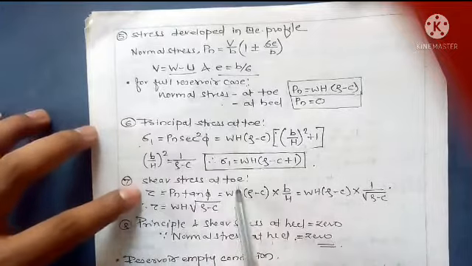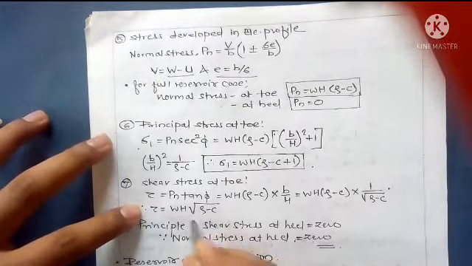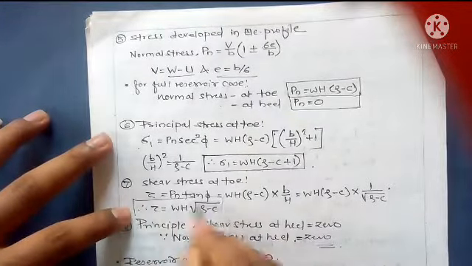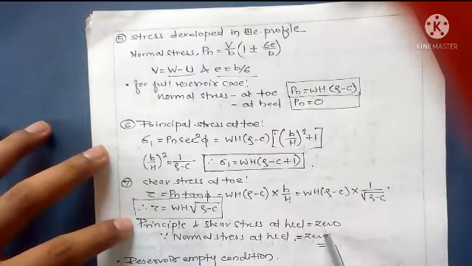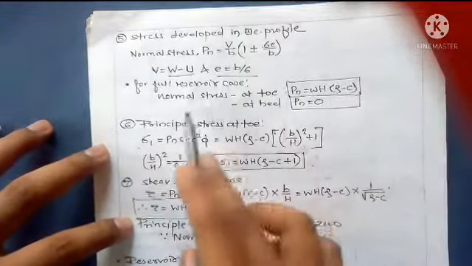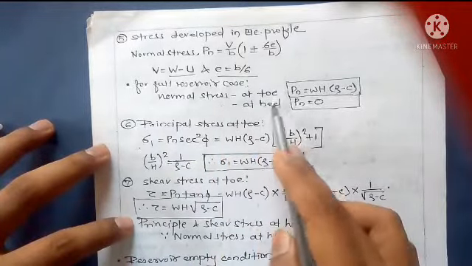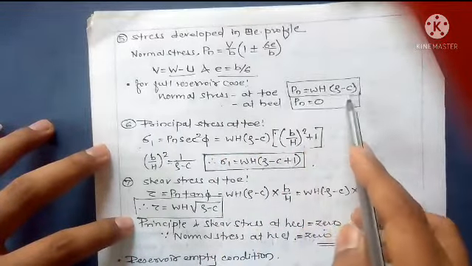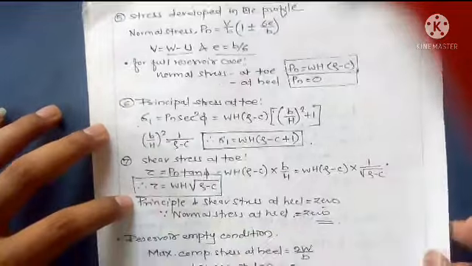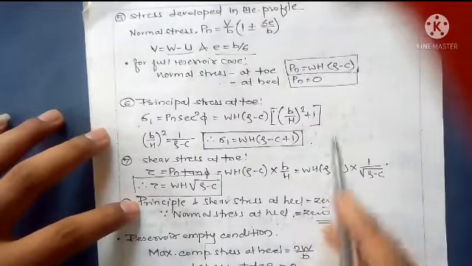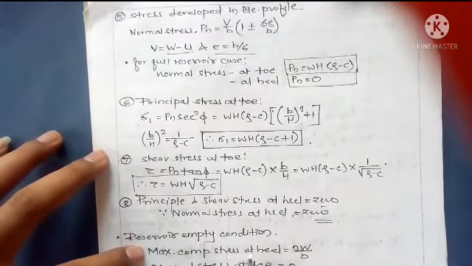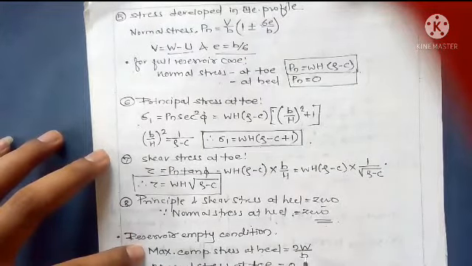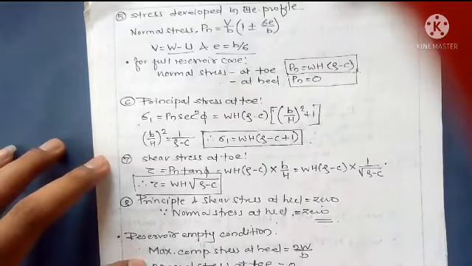The shear stress at the toe, tau, is equal to wH under root of (rho minus C), and the shear stress at the heel will be 0. The normal stress at the toe will be Pn equal to wH (rho minus C), and the normal stress at the heel will be 0. For the reservoir empty condition, the maximum compressive stress at the heel is equal to 2W upon B, and the normal stress at the toe is equal to 0.